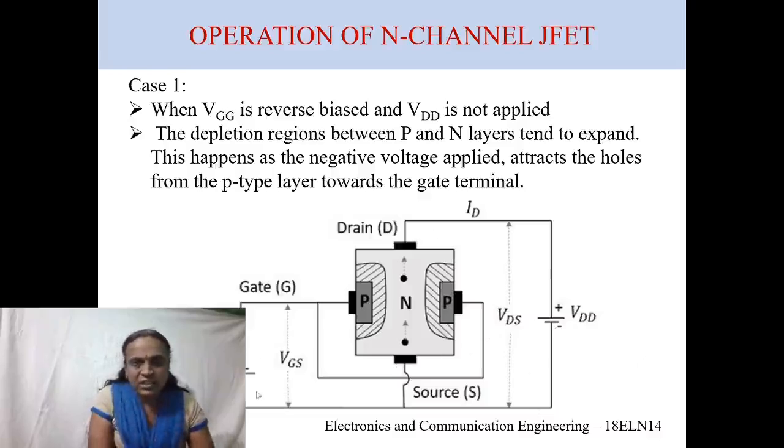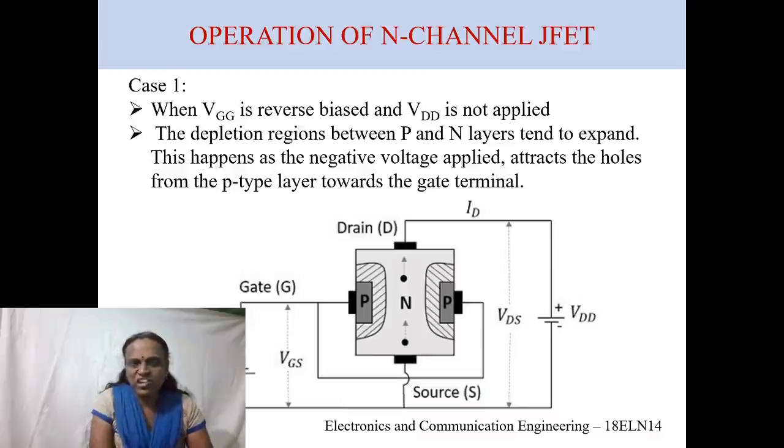That is, the source is of a lower potential than the drain. Hence, the source is negative, the drain is positive. The voltage applied here is VDD. Between the gate terminal and the source terminal, VGG, we tell it is reverse biased. When VGG is reverse biased, the gate terminal is of lower potential than the source terminal.